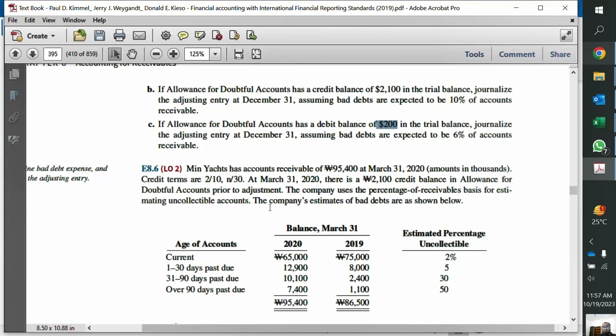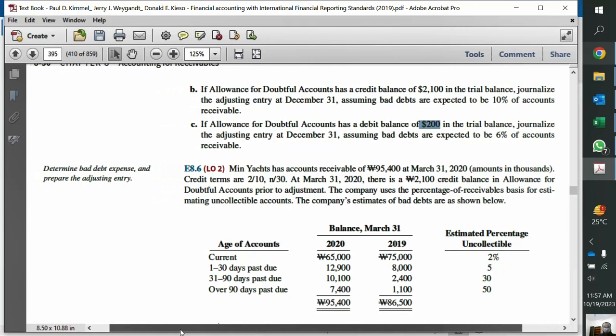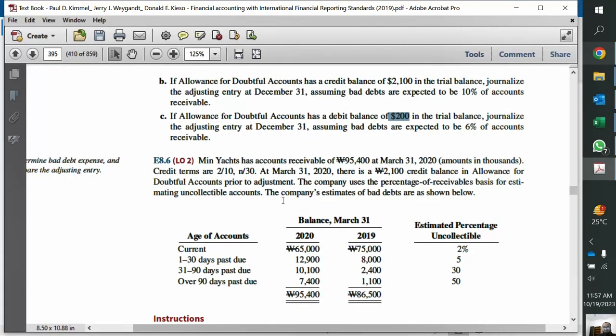Again, do verify the calculations. Now this is the aging question, probably the last question for this video: prepare the adjusting entry and determine bad debt expense. The company has account receivable of 95,400, and they have given the breakup as well. So the current due amount in 1,000 credit terms are this. At March 31, there is a 2,100 credit balance in allowance for doubtful accounts. So there is already a credit balance of 2,100, right? The company uses the percentage of receivable basis for estimating.